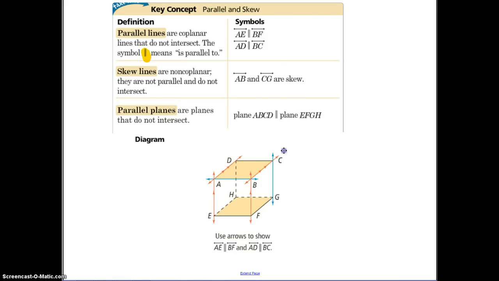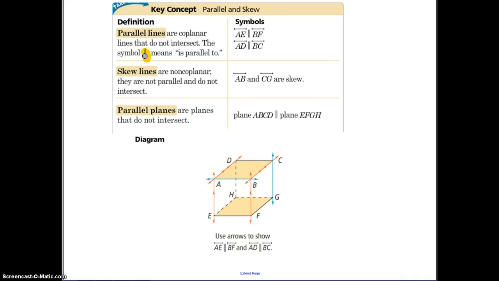So if we look at our picture down here, we're told that line AE and line BF are parallel. So here's line AE and here's line BF. They're both in that front plane and they are not intersecting each other. So those are parallel lines.